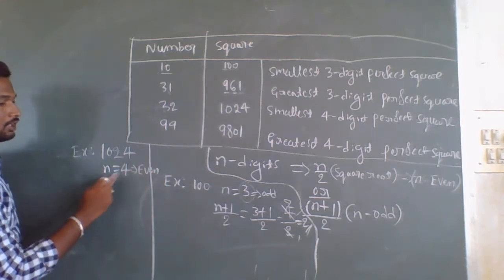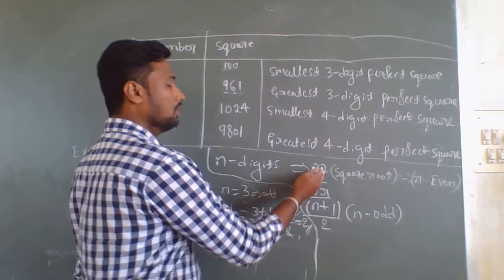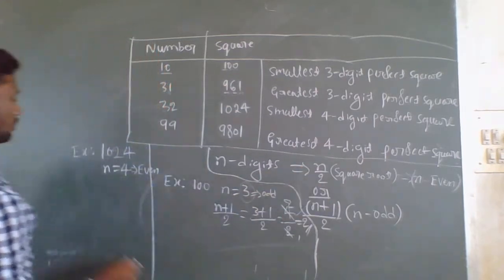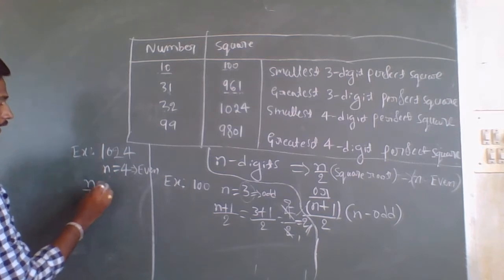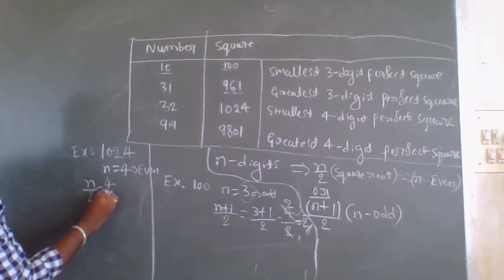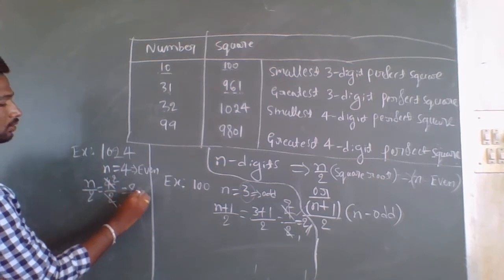So when n is even, what is the formula? n by 2. So n by 2 means what you get? The n value is 4, so 4 by 2, which is equal to 2.